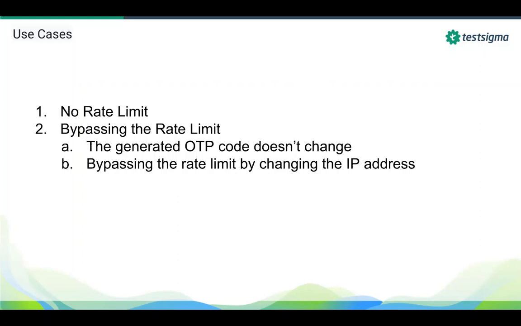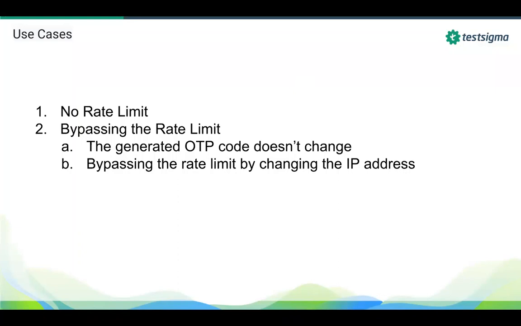Second use case: you have a rate limit set. Your developer has set a rate limit on your two-factor authentication feature, but is it possible that I bypass that rate limit? So that's the second question. Your feature is generating a 4-digit code over and over again, but that 4-digit code is the same every single time. This has happened to me. Probably this has happened to you as well.